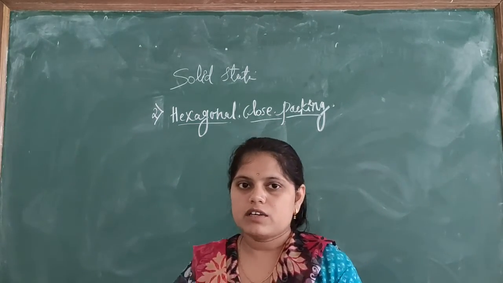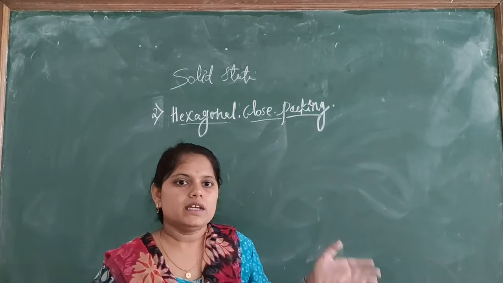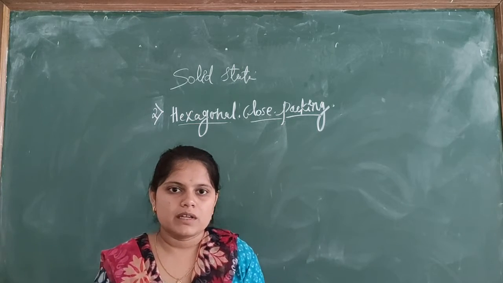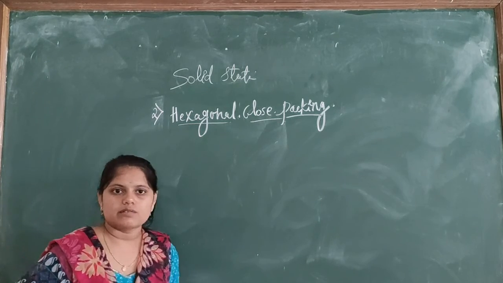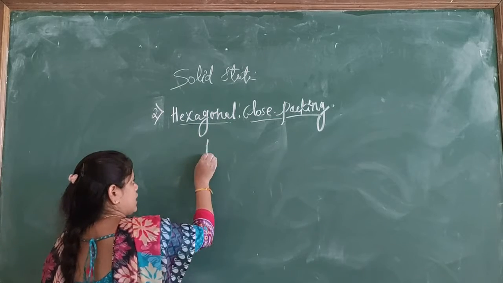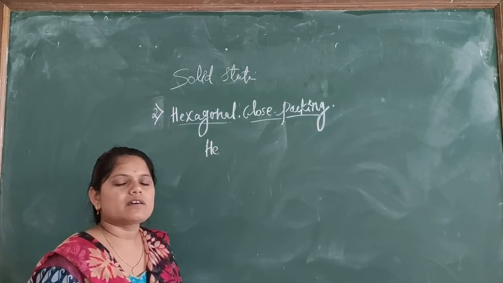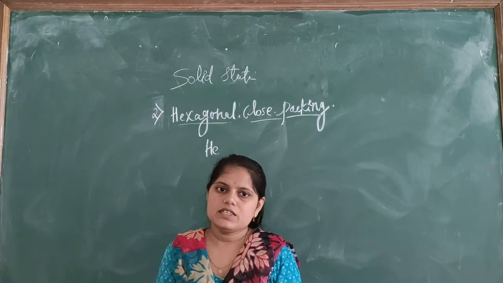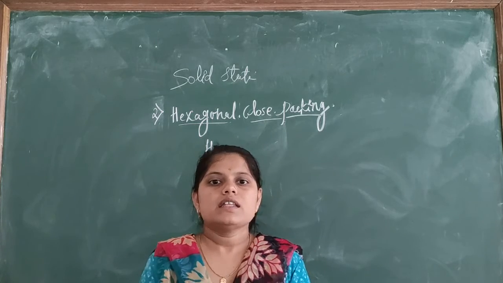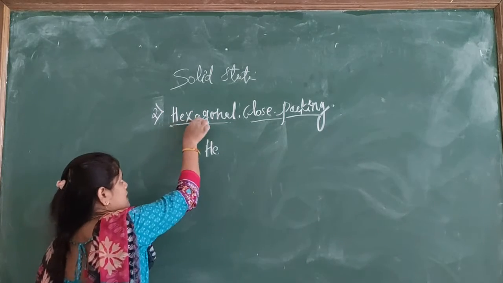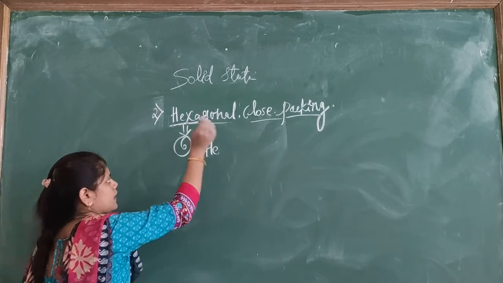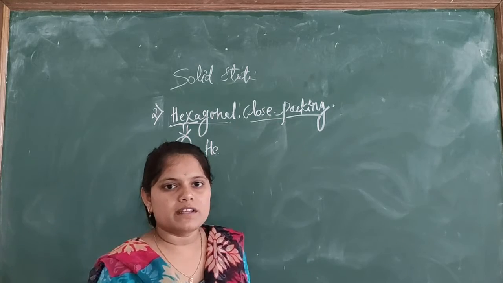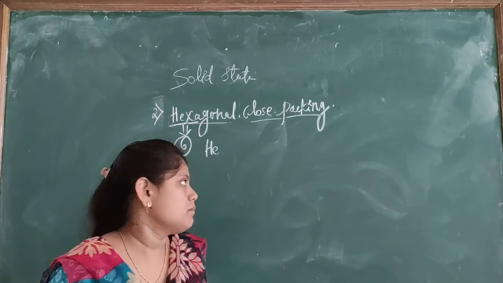In square close packing, I told the definition: each atom will remain in contact with 4 neighboring atoms. But in case of hexagonal close packing, each atom will remain in contact with 6 neighboring atoms. If you look, this hexagon is 6.